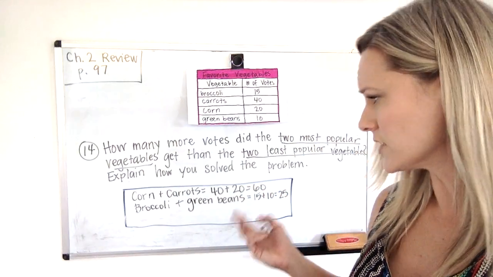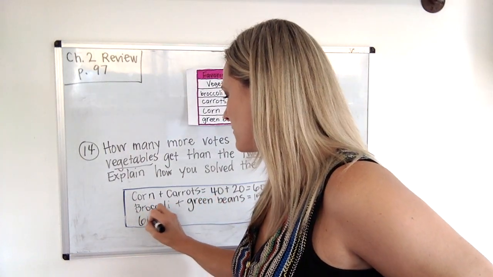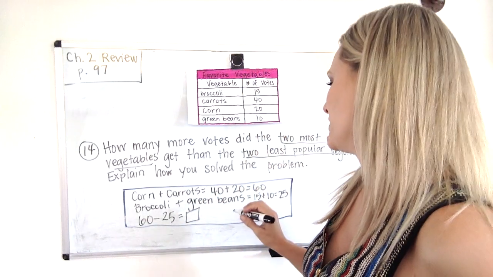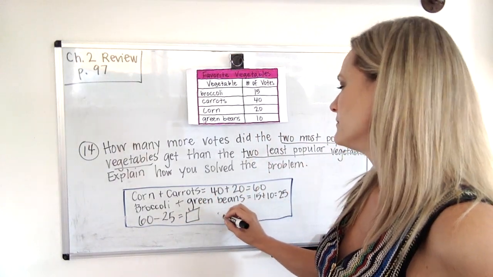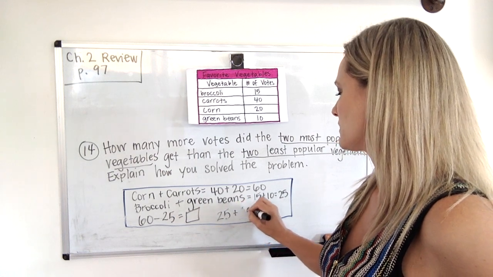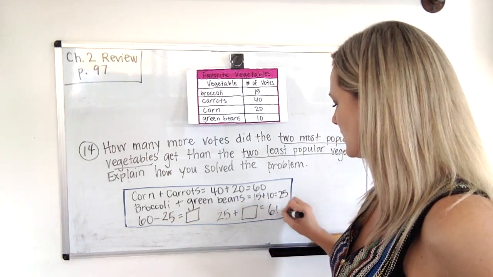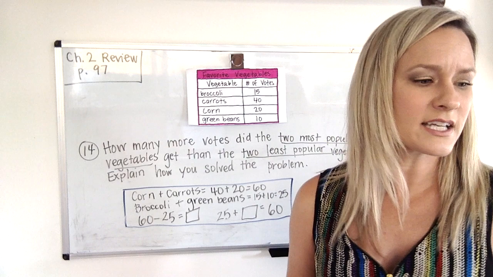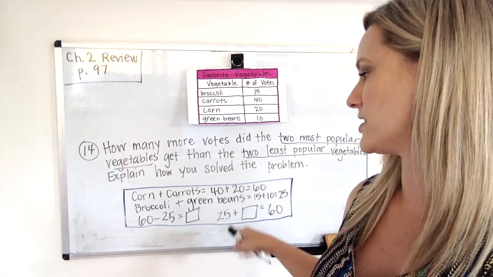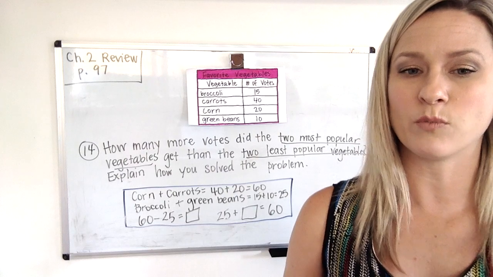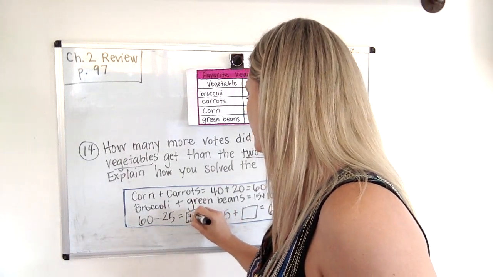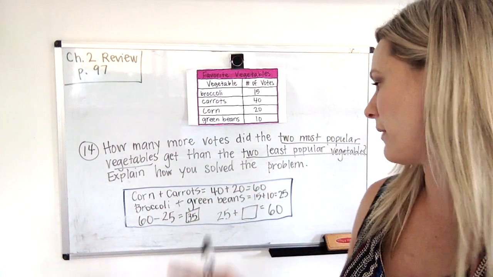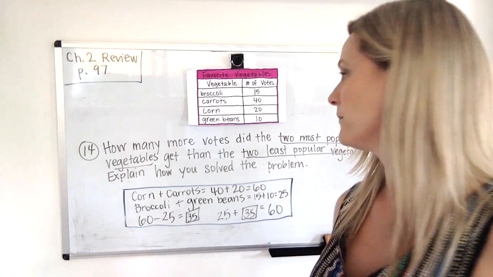So you could either do 60 minus 25 equals what? Or if you're me, you're going to do 25 plus what equals 60? So I like to add up. I don't know why. It's just something that sticks with me. So 60 minus 25, I know 60 minus 20 is 40. Minus 5 more would be 35. 25 plus 5 makes 30, and 30 plus 30 makes 60. So it would be 35 here as well.